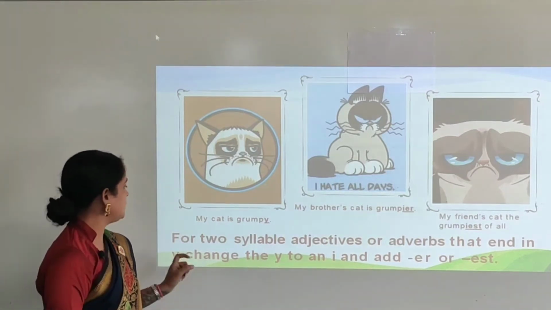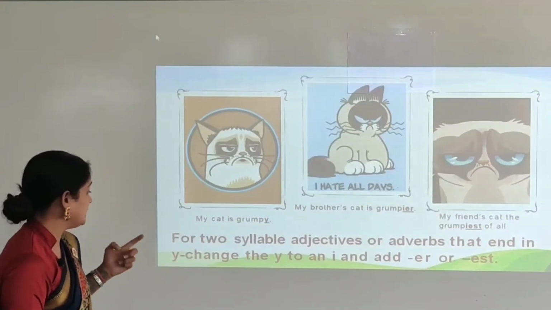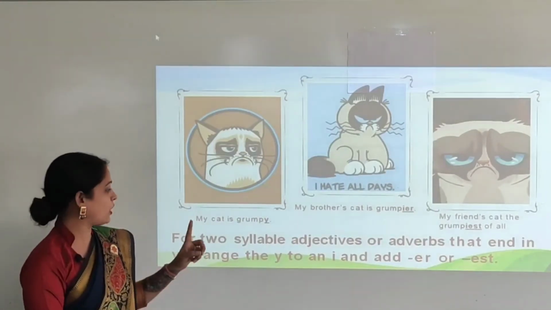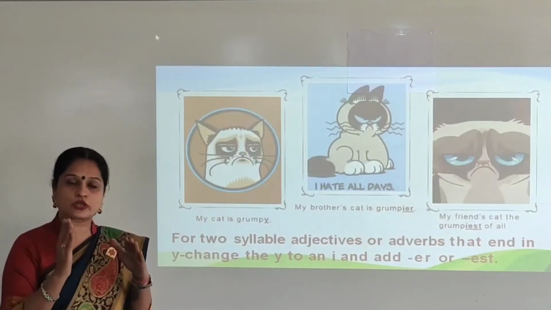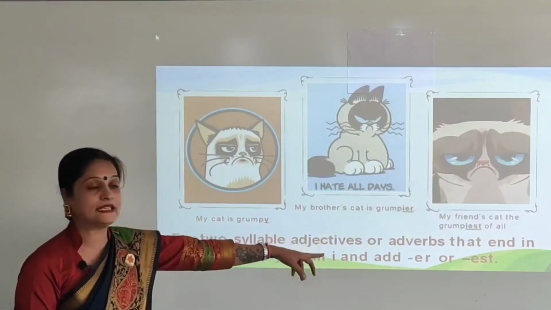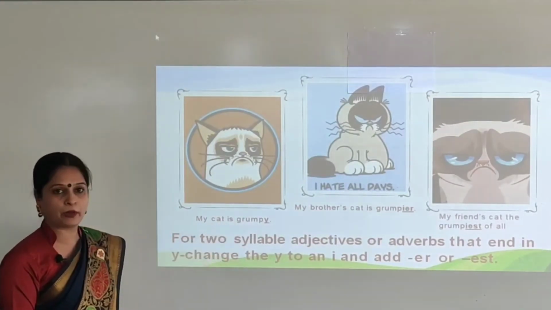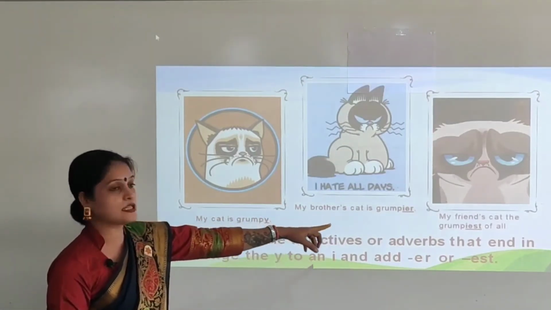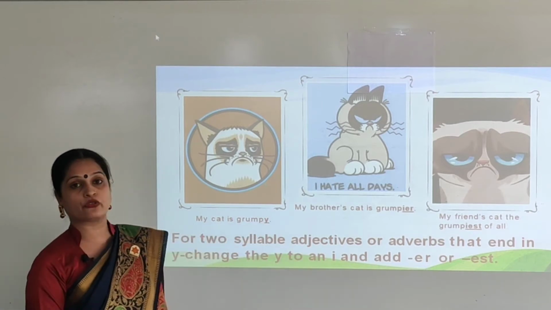Now here we can see for 2 syllable adjectives or adverbs that end in Y, we have to remove that Y and add I and we have to add er or est. For example, my cat is grumpy. My brother's cat is grumpier. Now, my friend's cat, the grumpiest of all.